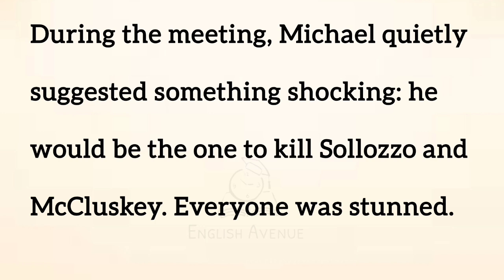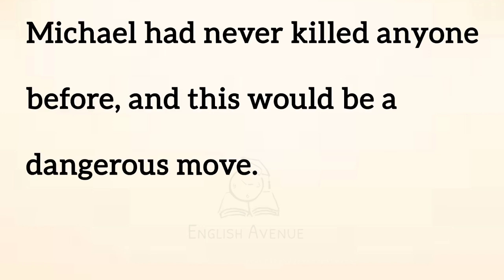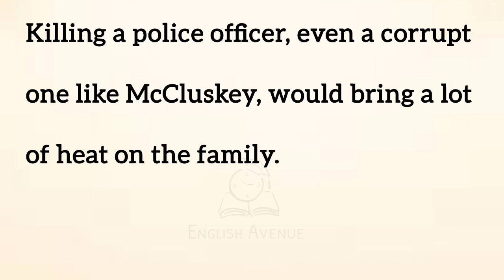During the meeting, Michael quietly suggested something shocking. He would be the one to kill Sollozzo and McCluskey. Everyone was stunned. Michael had never killed anyone before, and this would be a dangerous move. Killing a police officer, even a corrupt one like McCluskey, would bring a lot of heat on the family.